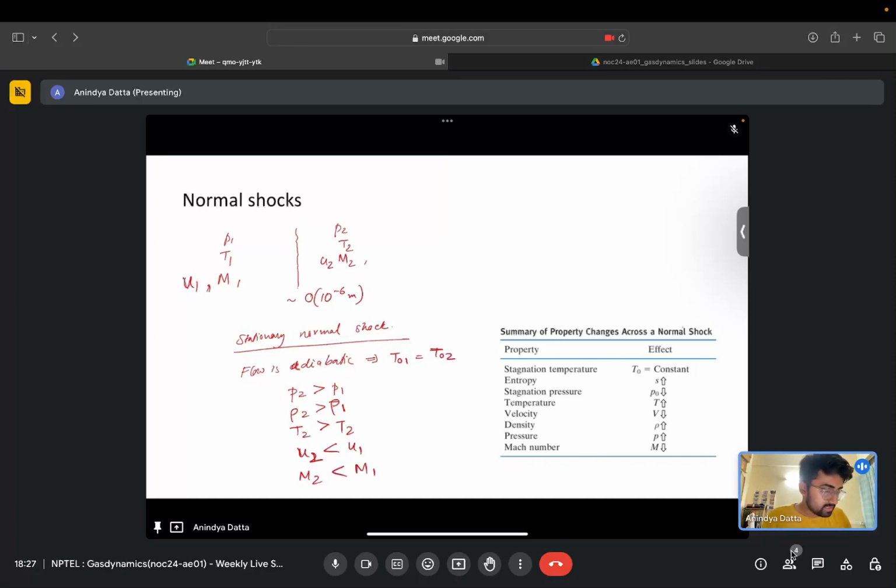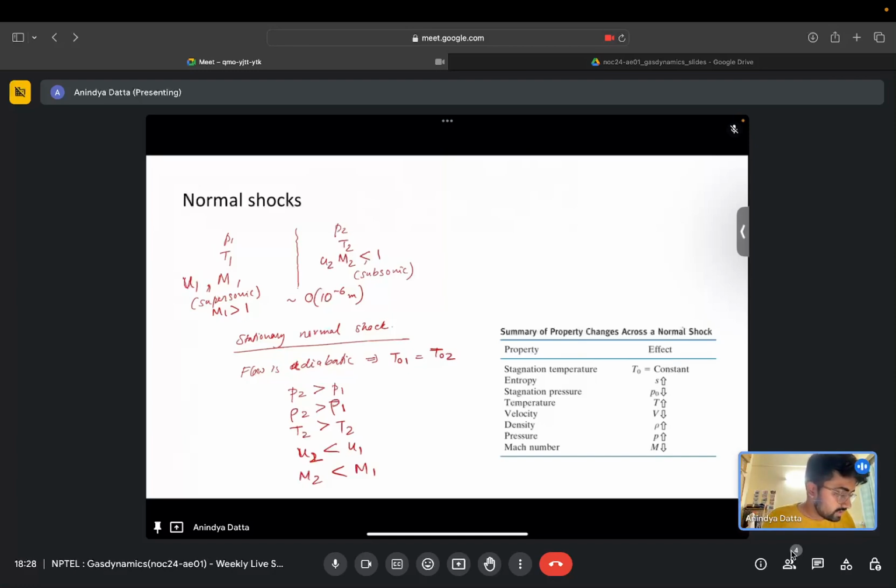Upstream the Mach number is supersonic, and downstream the flow becomes subsonic. So M1 is greater than 1 and M2 is less than 1. In a normal shock, as you can see, there is a steep gradient in temperature, pressure and density, so the effects of viscosity and heat conduction will be very strong. This presence of gradients induces irreversibilities in the flow, so the flow is not isentropic.